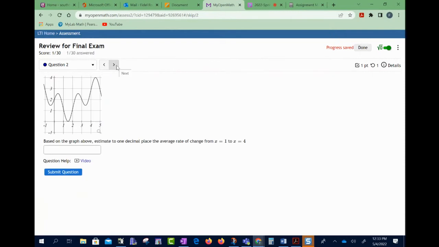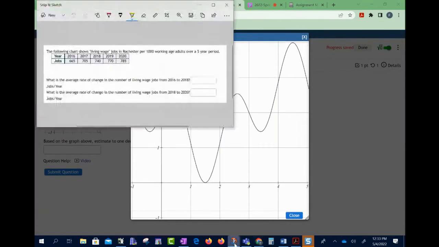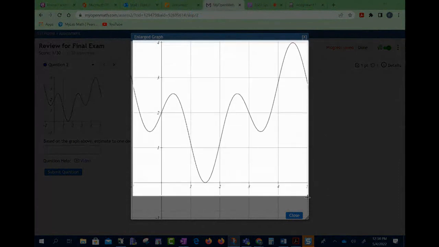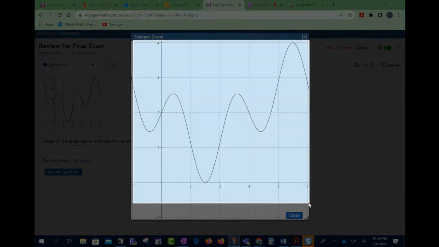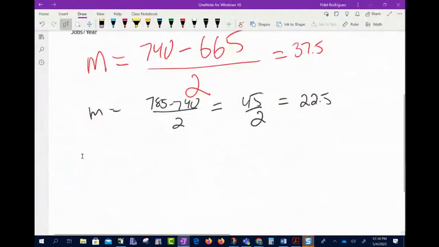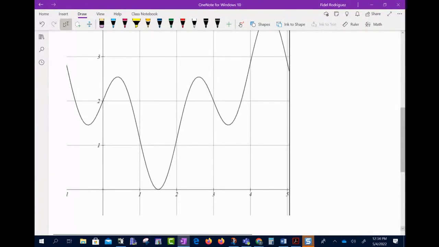Okay, let's take a look at number 2. And it says, based on the graph above, estimate to 1 decimal place the average rate of change from x equals 1 to x equals 4. So let me do this here, you guys. And I'm just going to do a little copy and paste again. So let me copy this guy here. Let's come back and let's paste it right there. And we're doing this from x equals 1 to x equals 4.